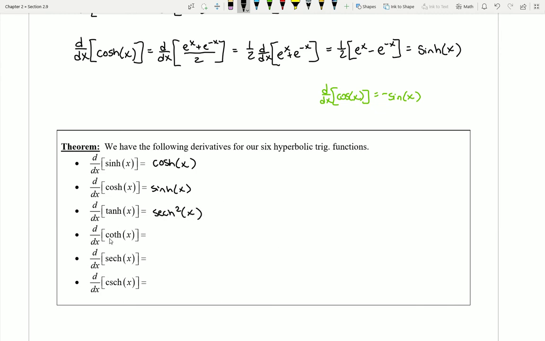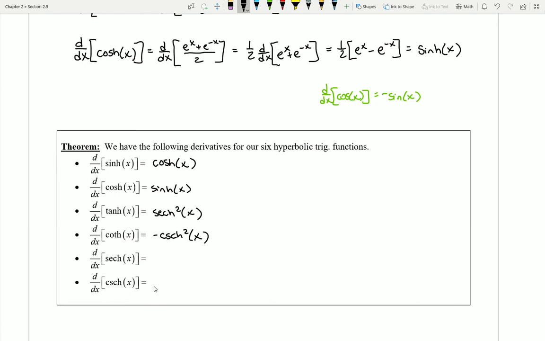Do you remember what the derivative of regular cotangent was? It was negative. Remember, the derivative of all the co-functions used to be negative with the original trig functions. So like cosine, cotangent, cosecant, they all had negative results. But yeah, that was a negative cosecant squared. So here we get a negative hyperbolic cosecant squared.